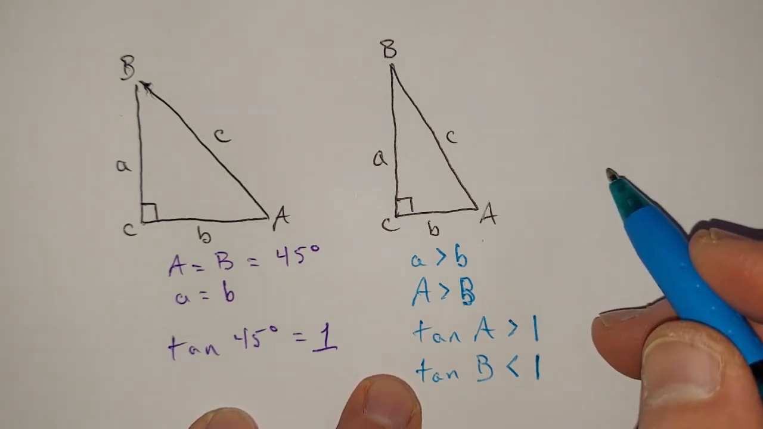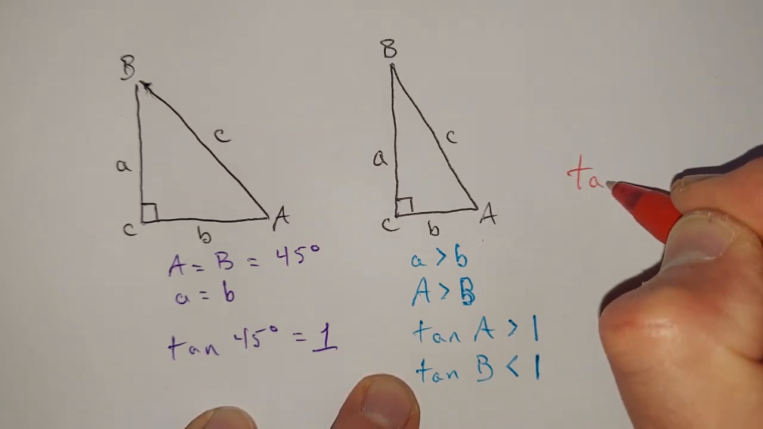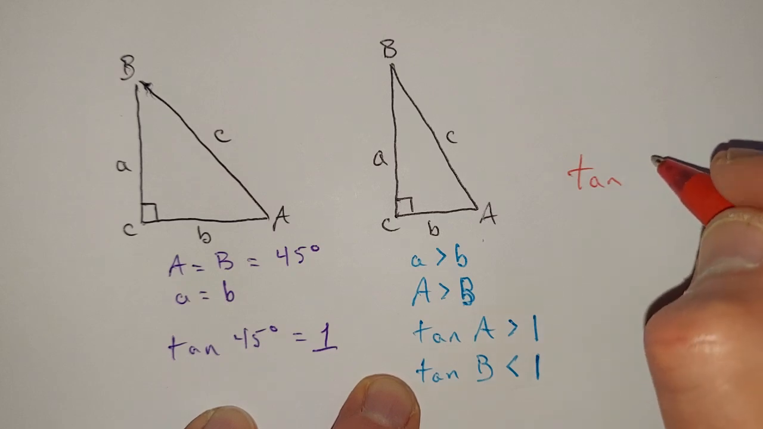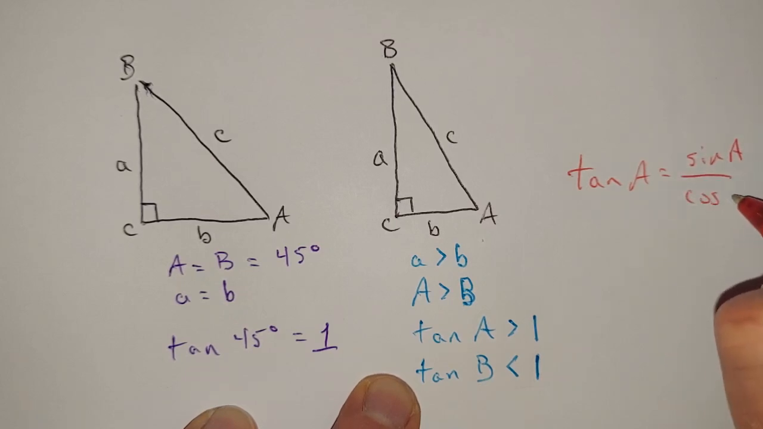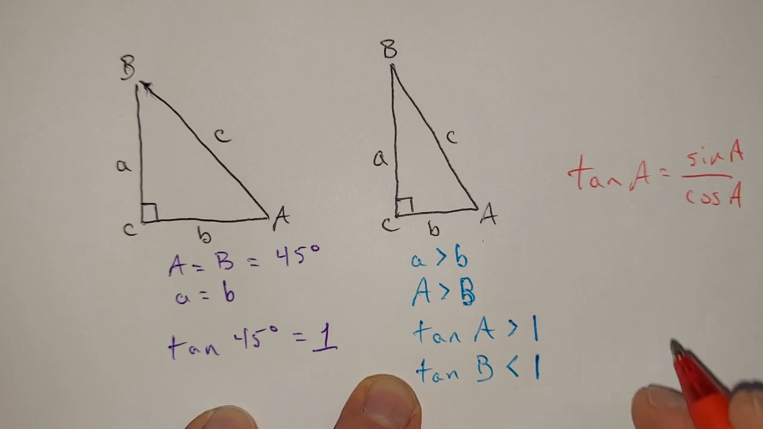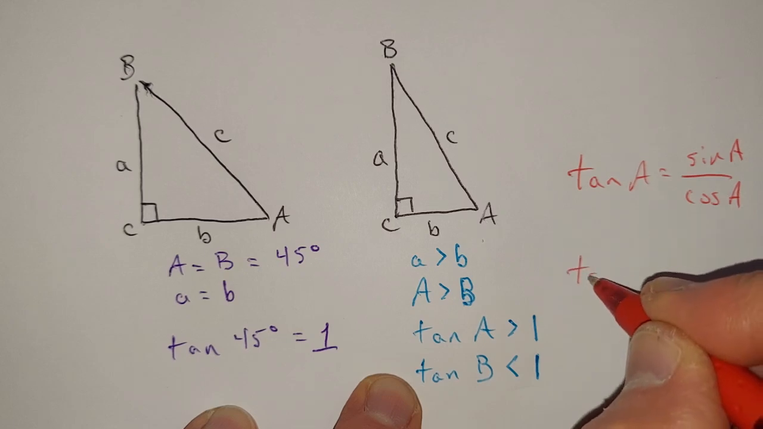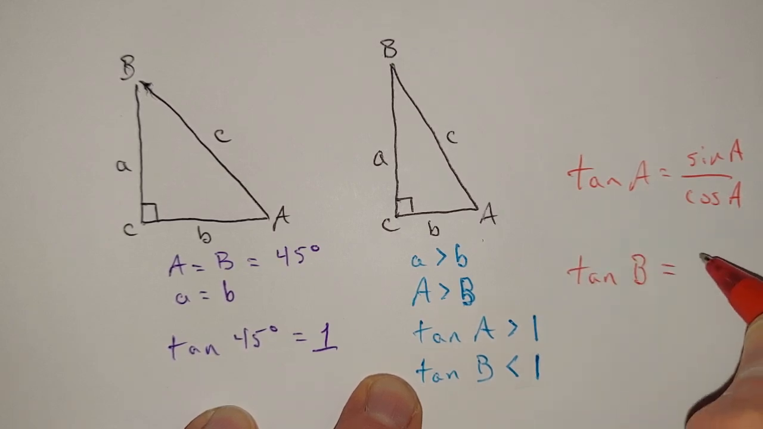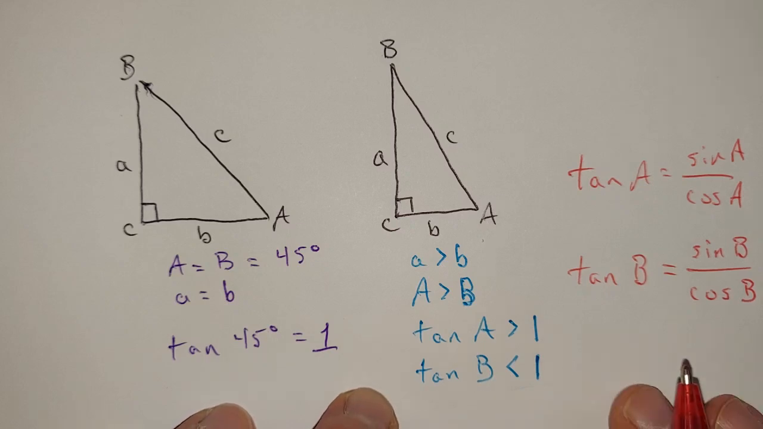Also, the tangent of an angle is equal to the sine of that angle divided by the cosine of that angle. So tangent of A is sine A over cosine A, and the tangent of B is equal to the sine of B over the cosine of B. So tangent is sine over cosine.